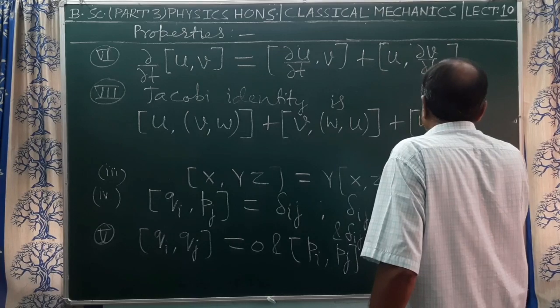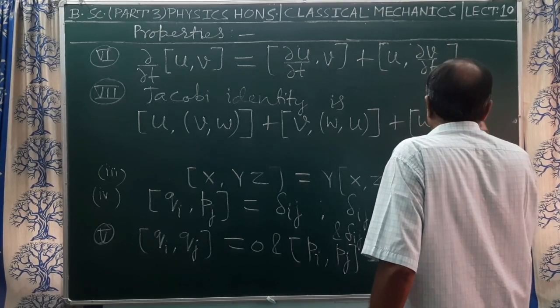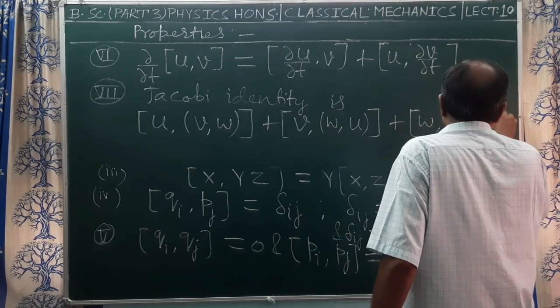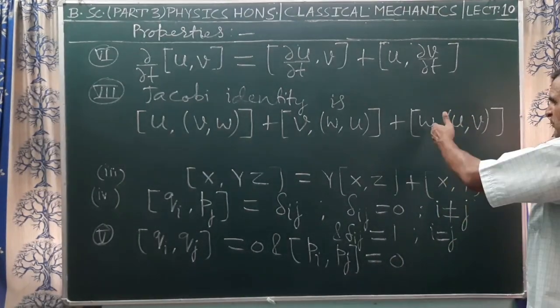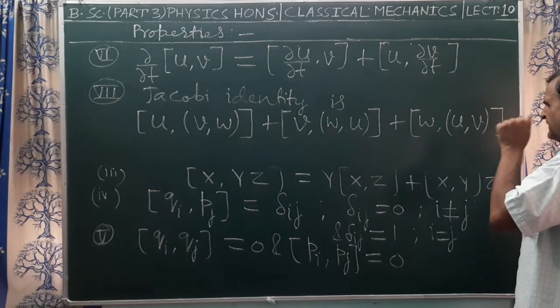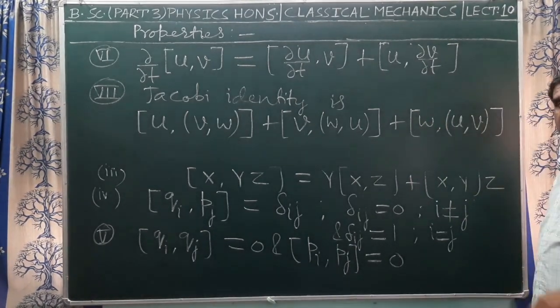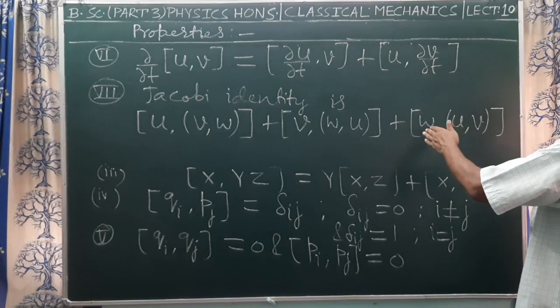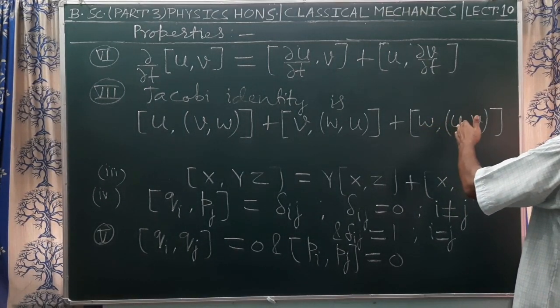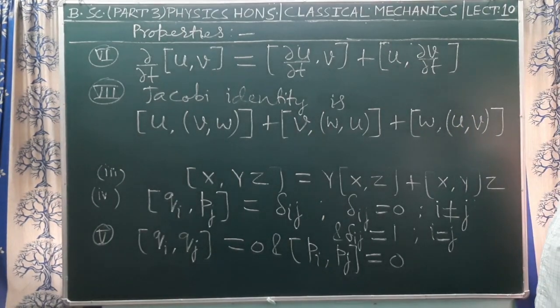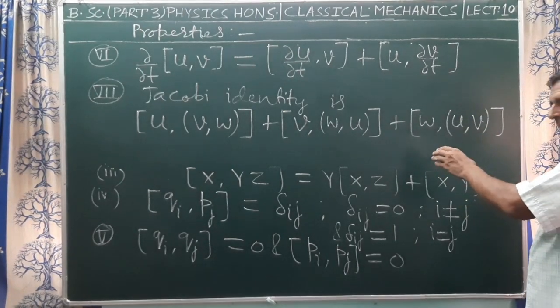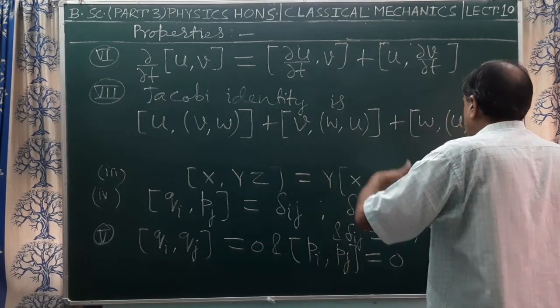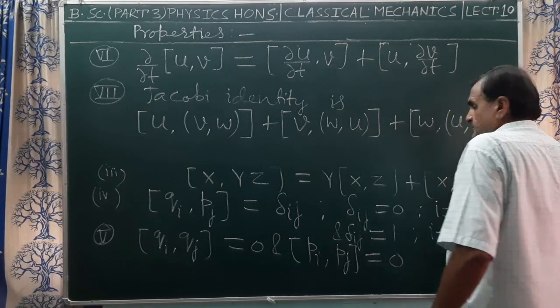w comma under bracket u comma v, where u and v are together inside the bracket, that is the Poisson bracket of variable w and u, v, that is u and v are together inside a bracket, and the sum of all three terms will be equal to 0.